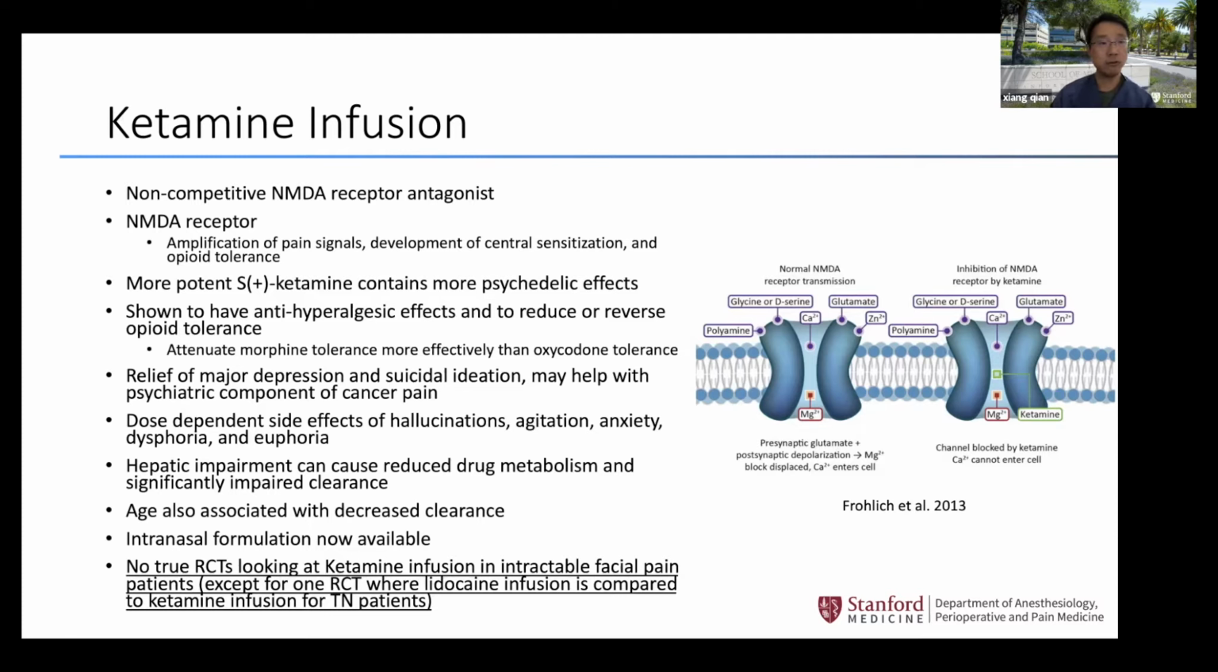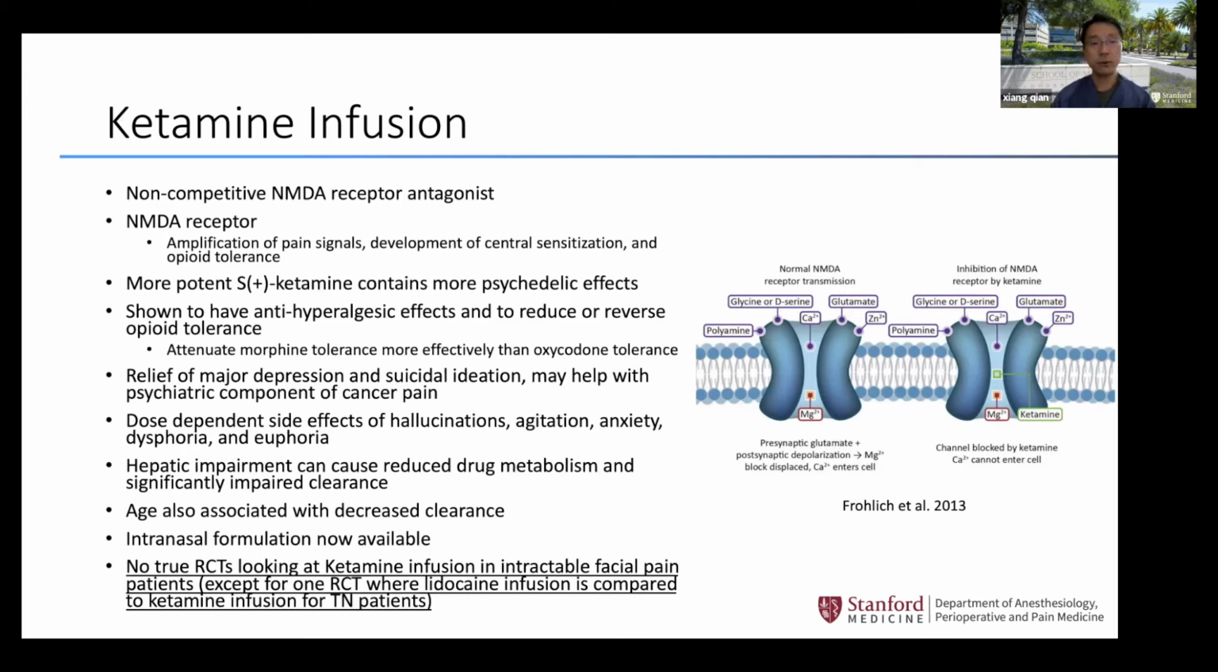Over the many years, we have found that in closely monitored situations, if you provide continuous ketamine infusion, it has very powerful anti-hyperalgesic effects and can reduce or reverse opioid tolerance. And of course, recently people also found that ketamine has a great benefit in relieving some major depression and suicidal ideation. And of course, it may help with psychiatric components of facial pain as well. And we offer these infusions on a routine basis for our chronic pain patients as well.